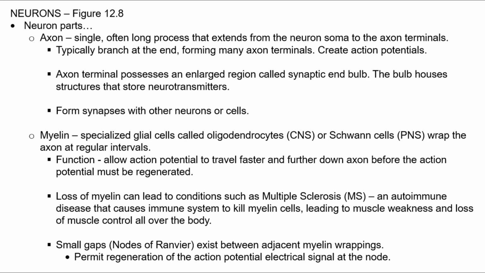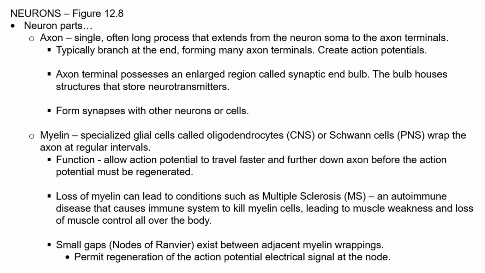Neurons may or may not possess a structure called myelin. For the neurons that do possess it, it is a specialized nervous system cell called a glial cell that wraps the axon at regular intervals. For neurons in the central nervous system, glial cells called oligodendrocytes form myelin, and for neurons in the peripheral nervous system, glial cells called Schwann cells form myelin.